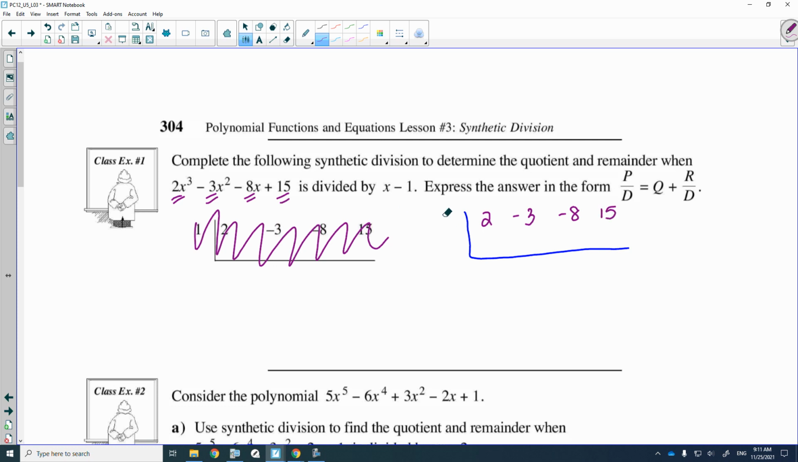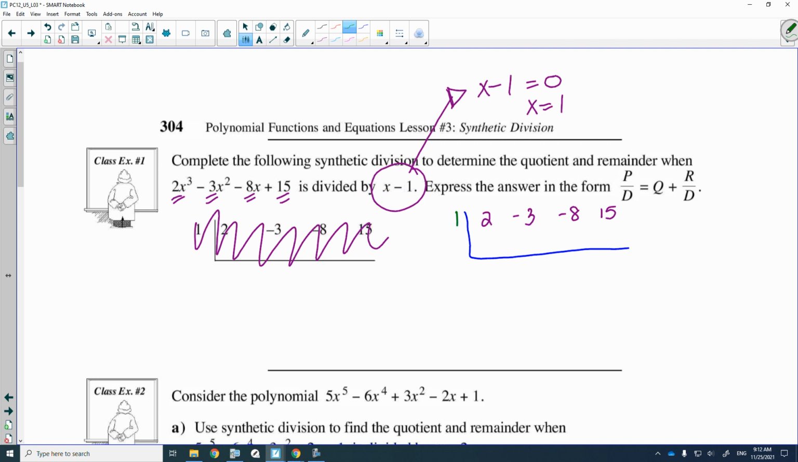What you put in front of your upside down division bar is the root of the divisor. So this is my divisor here, which is x minus 1. In order to figure out the root of the divisor, you just set it equal to 0 and solve for x. The root of the divisor is 1. So 1 goes in front of your division bar, upside down division bar.